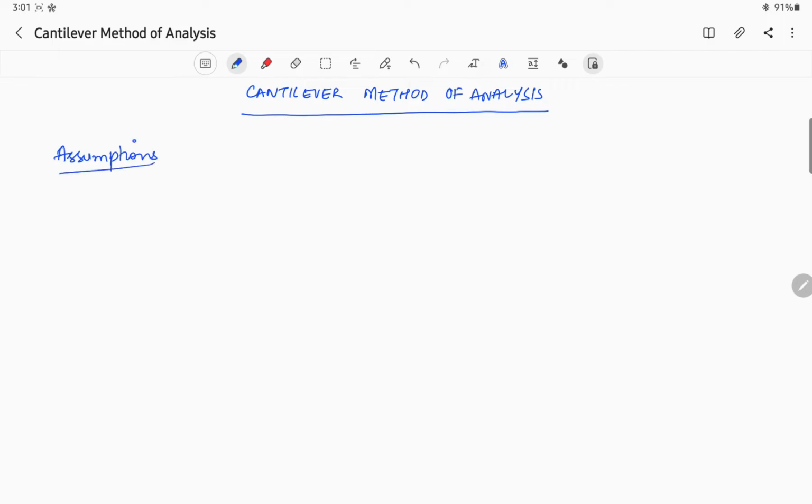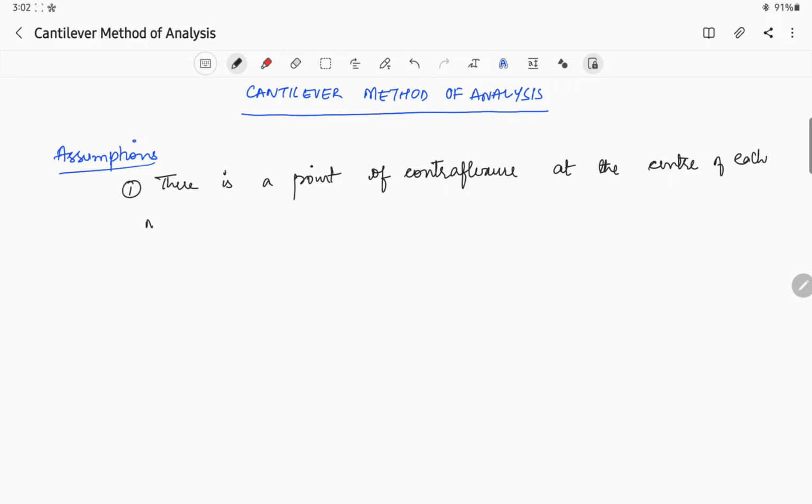The assumptions considered in this cantilever method: the first one is, there is a point of contraflexure at the center of each member. So what is the meaning of this one?